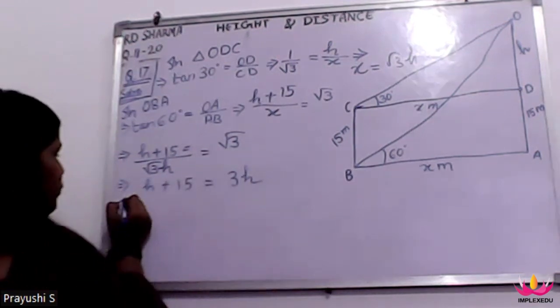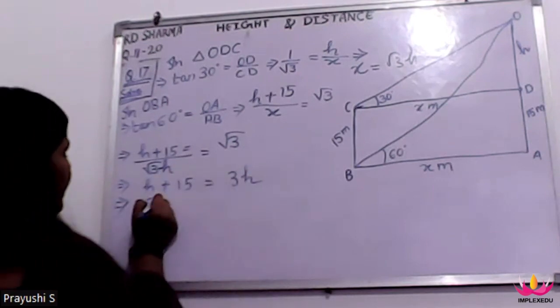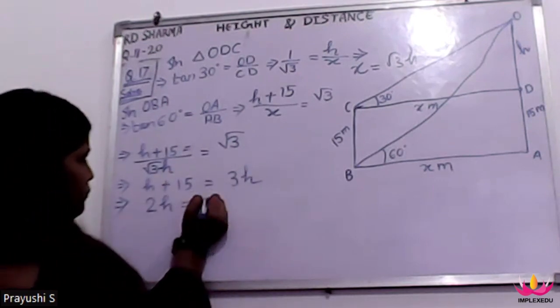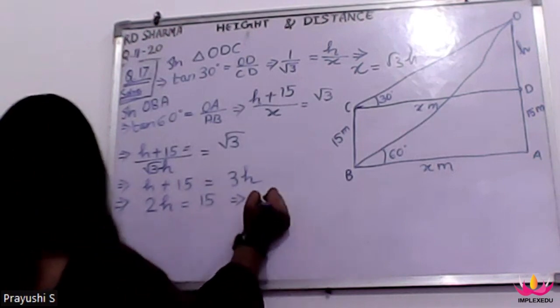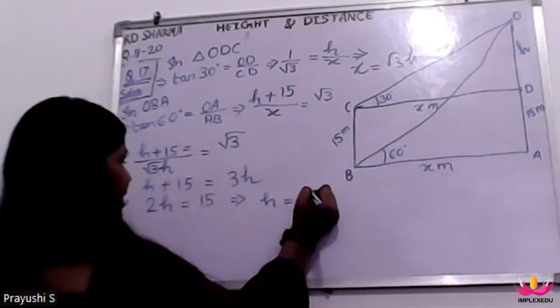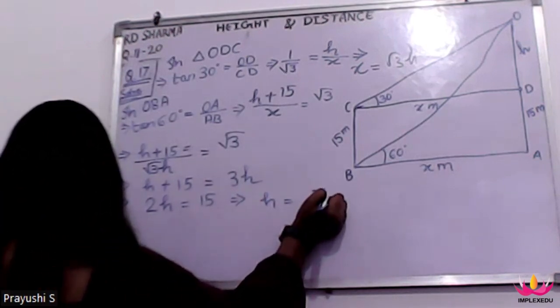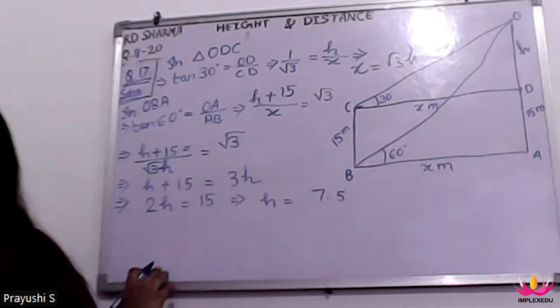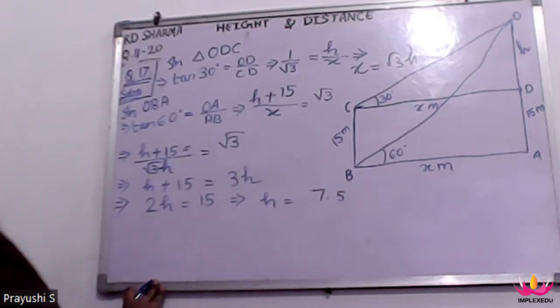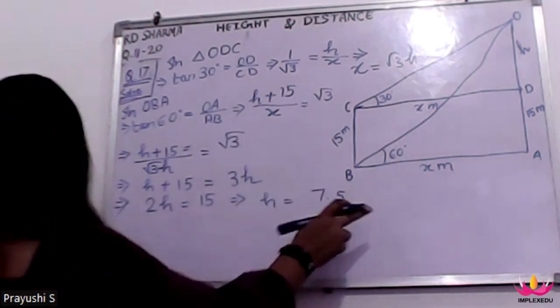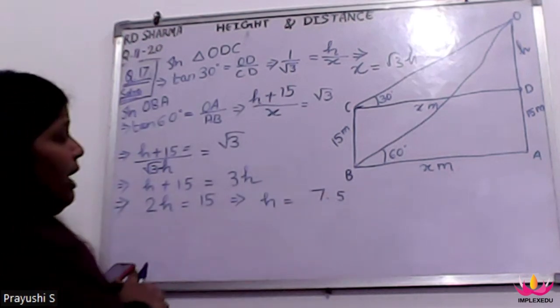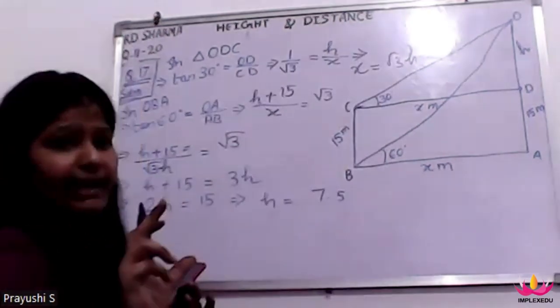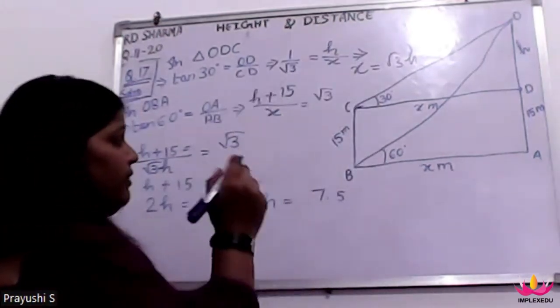Then from here we will get 2h is equal to 15, and h will be equal to 7.5. Wait for a minute, we are doing something wrong here. Yes, h is equal to 7.5. Now we know the value of h, correct?